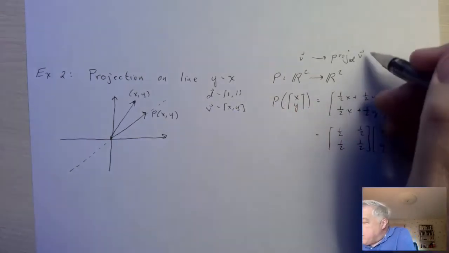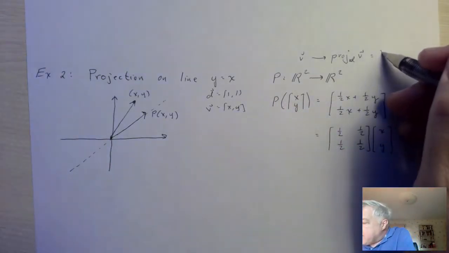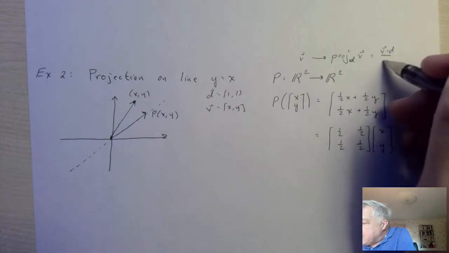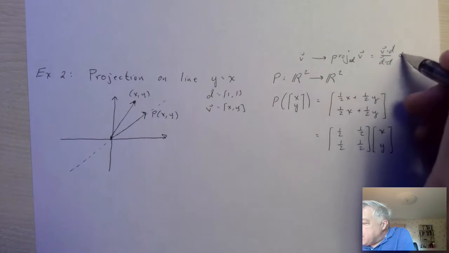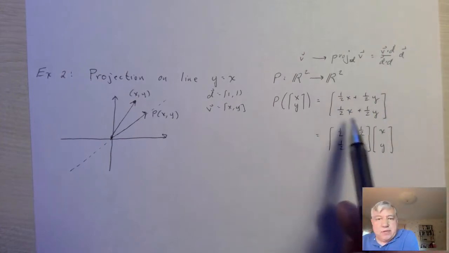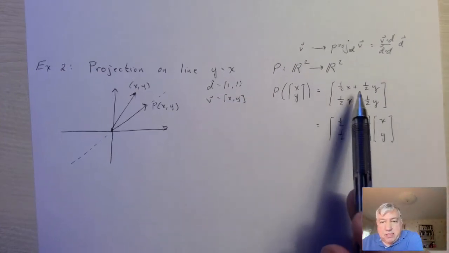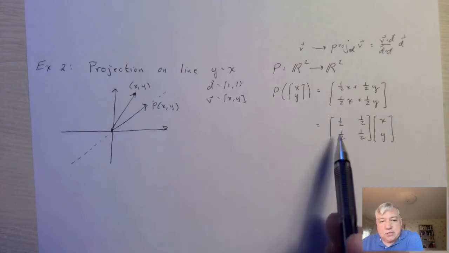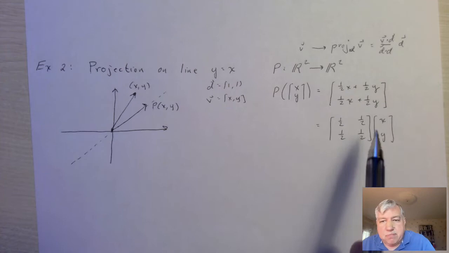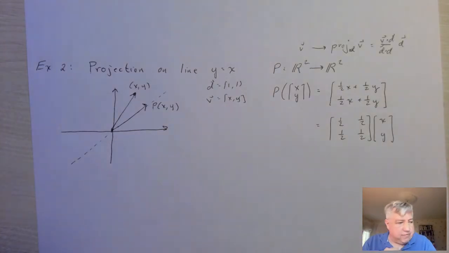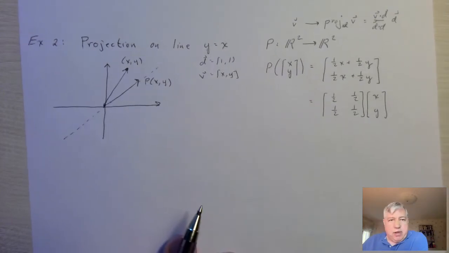And remember that this is v dot d over d dot d, times d. And that's how we get this formula. And this formula gives us this matrix. We can see the matrix here is a 2 by 2 matrix where all the entries are 1/2.